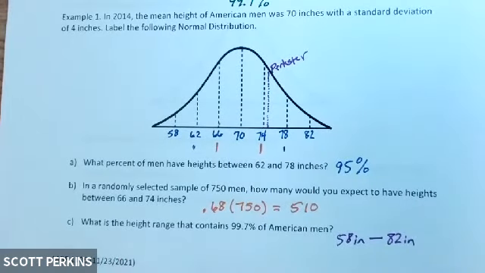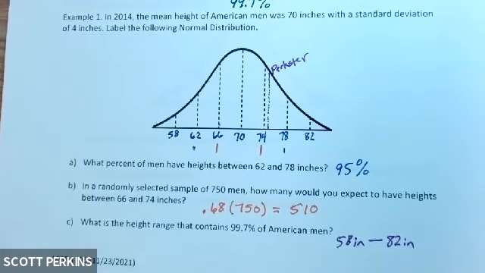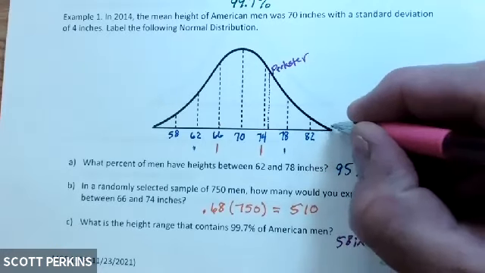I think, if I'm remembering right, I could be wrong, but it'll still make the point. Shaquille O'Neal, if you know who he is, basketball player, I think he's 7'2". So 7'2", 7 times 12 is 84, plus 2 is 86. So he's 86 inches. So Shaquille O'Neal is out here.